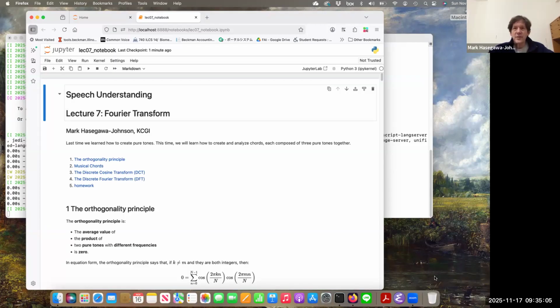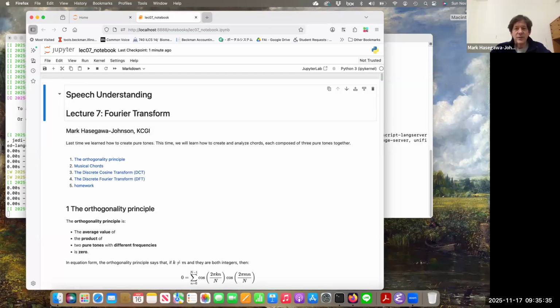Today, we're going to look at how we decompose a complex sound into several component sounds. So in particular, I'm going to talk about musical chords. And musical chords will allow me to talk about the discrete cosine transform and the discrete Fourier transform. But before I talk about musical chords, let me introduce the background that's necessary to understand the discrete Fourier transform. That background is something called the orthogonality principle.